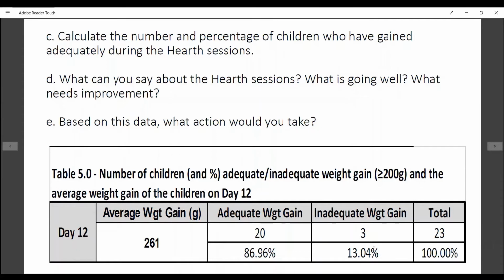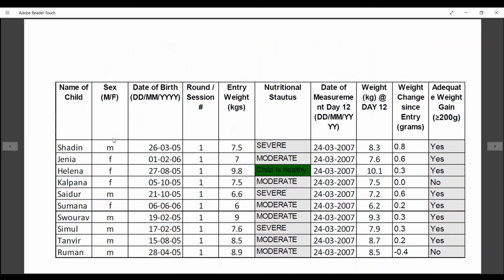But remember that we want to make sure that everyone is gaining weight. So based on this data, what action would you take? We saw that the data seems quite good, but we still need to provide a follow-up on the 3 children who haven't gained weight. Plus, we also need to provide probable follow-up to the weight gain of Shadeen, because 800 grams seems a little bit high to be a gain in a period of 12 days.